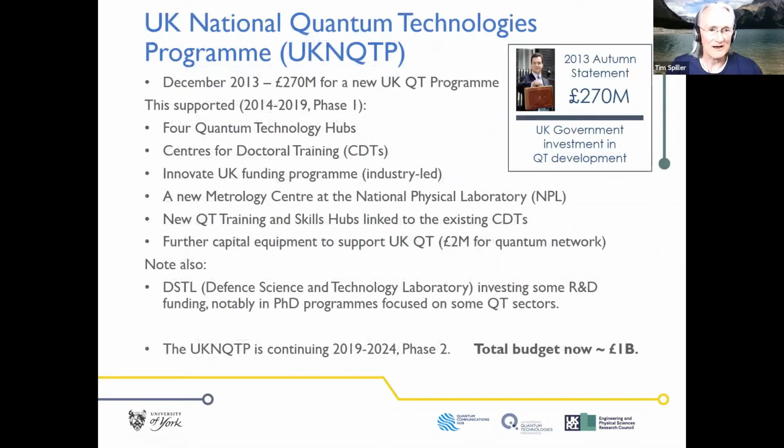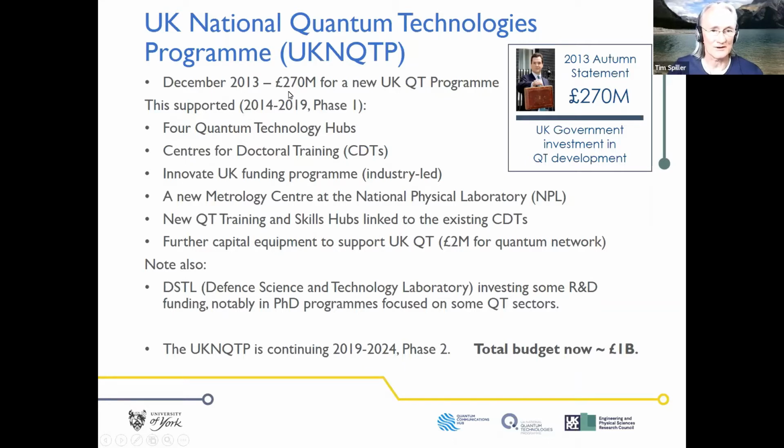So in December 2013, after quite a lot of campaigning and the UK government listening, they found a substantial set of new money, which came directly from the Chancellor, George Osborne, who was then the Chancellor of the coalition government. And he produced £270 million as an initial start for a new UK national quantum technologies program. And that took about a year to put in place. And so the program started towards the end of 2014. And its phase 1, which ran for 5 years, finished towards the end of 2019. And a second phase has now started.